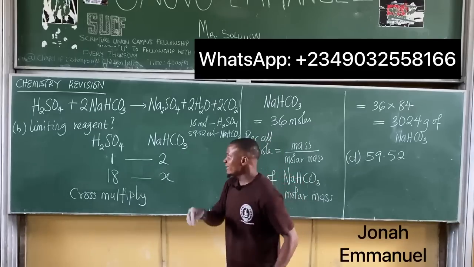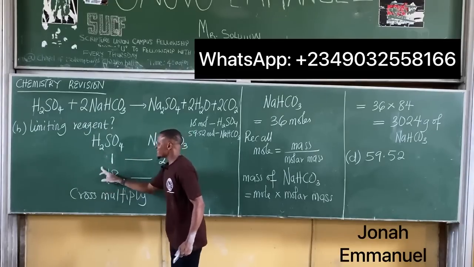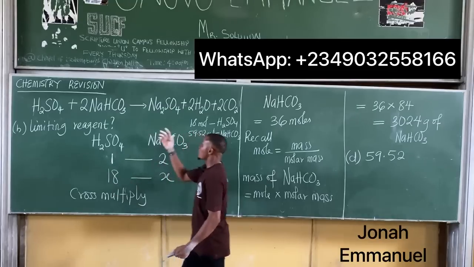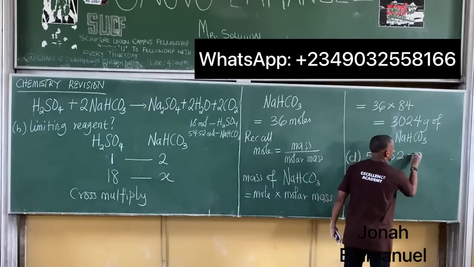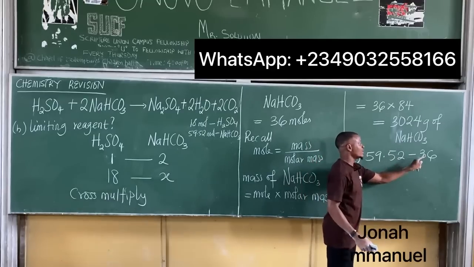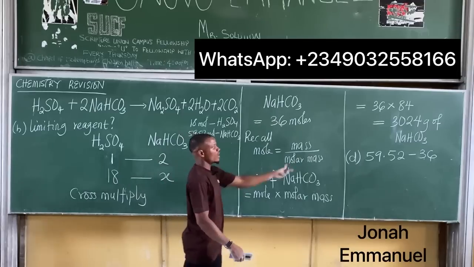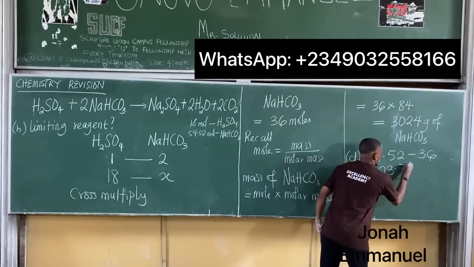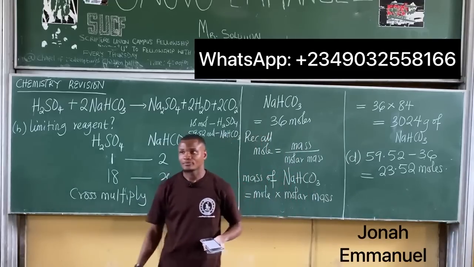Now the question is this: the limiting reagent was 18 moles. When 18 moles of H2SO4 have been consumed, they will take away how many moles of the carbonate? We take away 36. So it becomes the excess value minus 36. That is the number of moles of the carbonate that will go away with it. So how many is remaining? Please subtract. 23.52 moles. That's 1D.